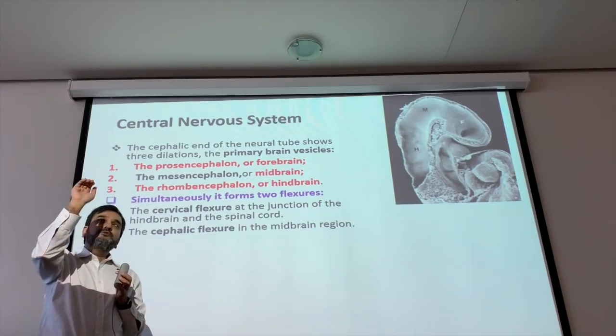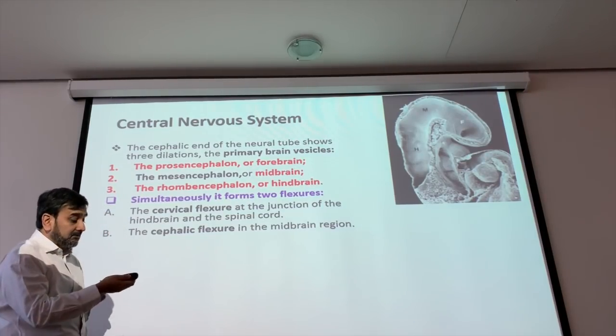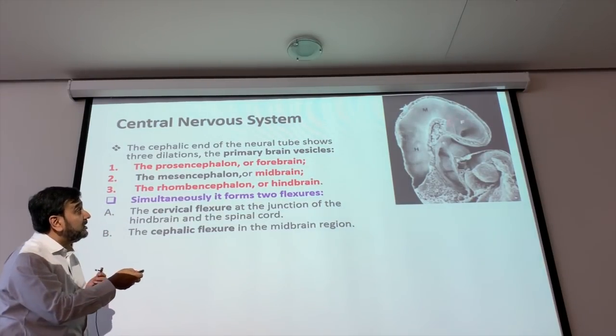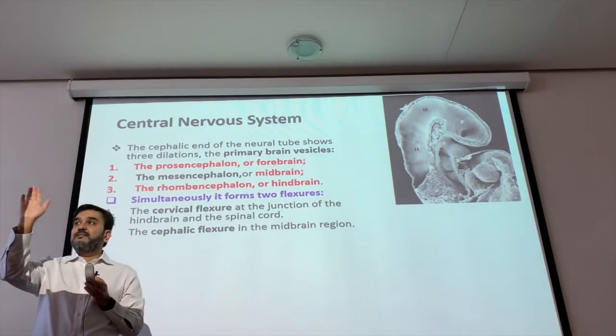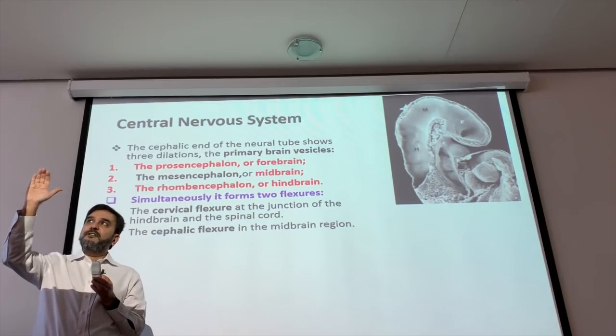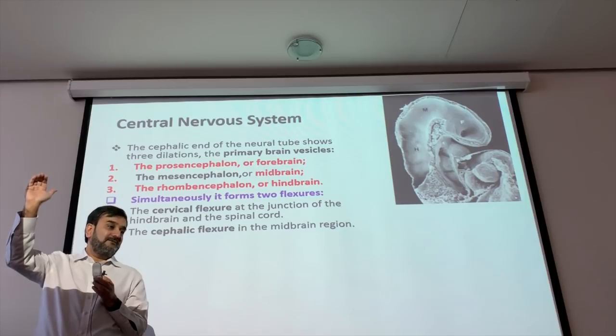And there are two flexures. The first one is called the cephalic flexure, which you see here. The cephalic flexure is between prosencephalon and the mesencephalon. So this tube was like this. Now it is going to bend like this. So as it is going to bend, it is going to be the bend between the mesencephalon and prosencephalon.